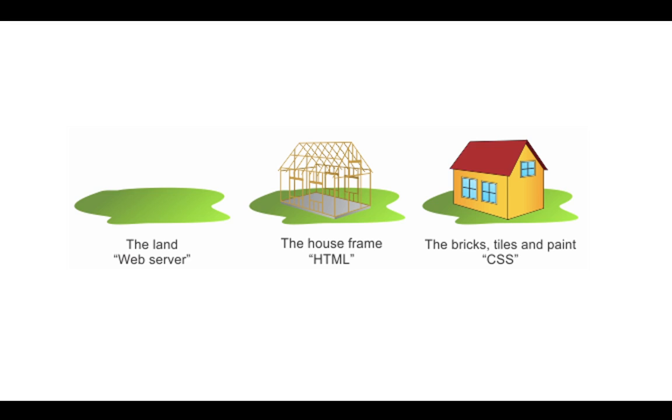We still have another diagram to explain. So I'm going a big step further, right? I'm saying the land itself is the web server. Remember we talked about web server and how the web works, and we're saying that that's where your stuff is hosted. And in this case, the land is the web server. And then the house frame, just taking it a step further, right? The house frame is HTML, and then the bricks, tiles, and paints is CSS.